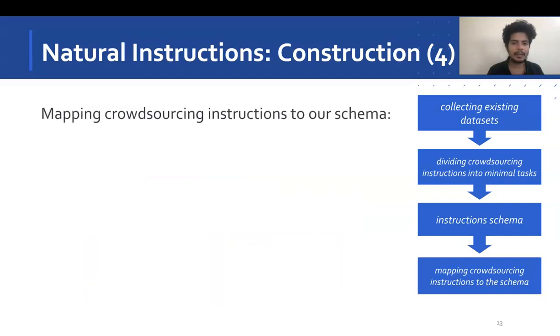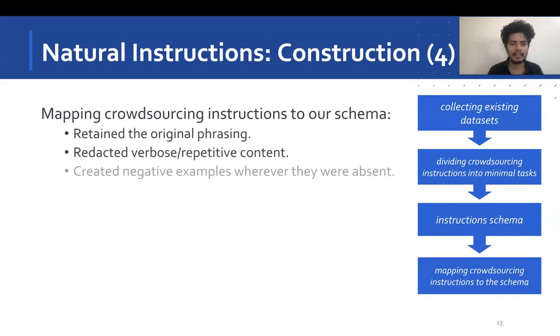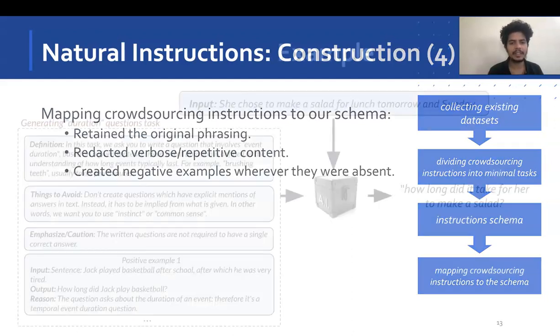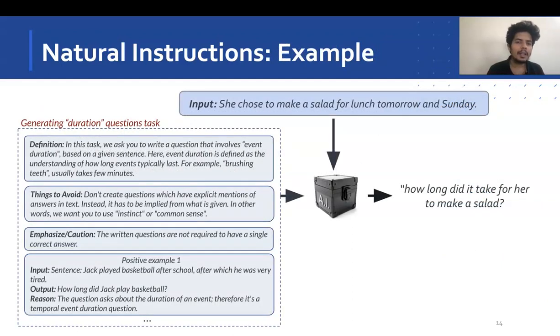Then we map our crowdsourcing instructions based on our schema. We did several data creation work, for example, removing repetition, creating negative examples, etc. And this is how an example of natural instruction looks like. This is the task: model to generate a question involving event duration from MSTamp.